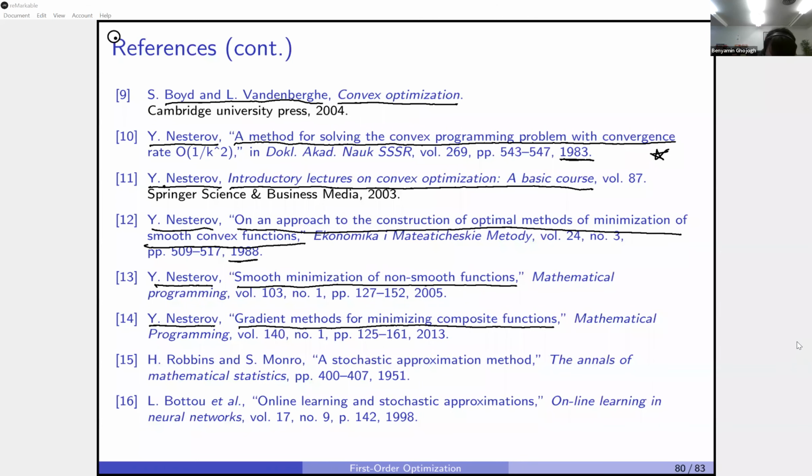And what was this for? I don't remember, but you can see these are very important optimization and mathematics journals, such as Annals of Mathematical Statistics, a very important journal. And this is for stochastic optimization, 1998, by Bottou et al. And what was this for?